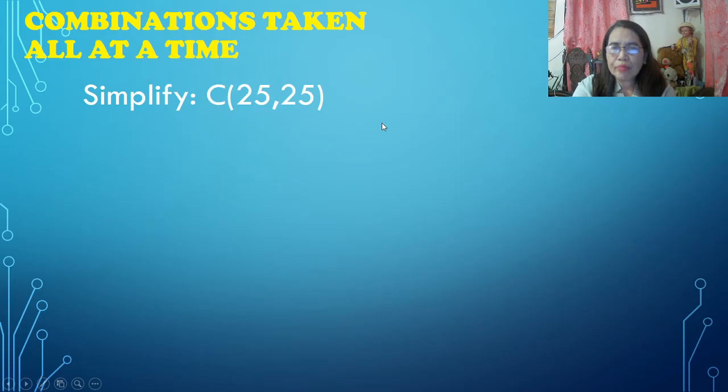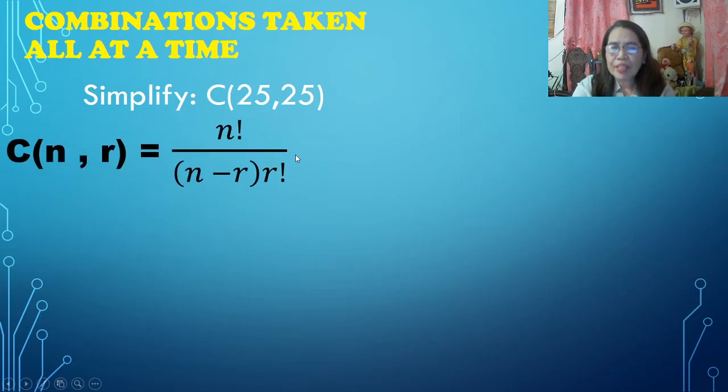Ito yung same sila. So, taken all at a time yan. Ngayon, gamitin natin yung kanginang formula para makita ninyo yung difference mamaya. So, C of n comma r is equal to, ito yung kangina, diba? Oh, pero P lang siya, diba? Oh, nalimutan ko yung factorial dito. Oh, may factorial dyan, nalimutan ko lang. So, n is 25, r is 25.